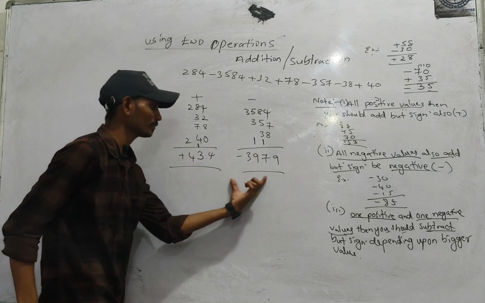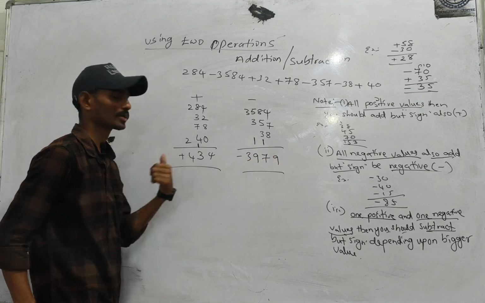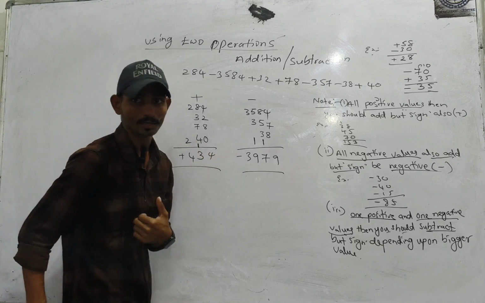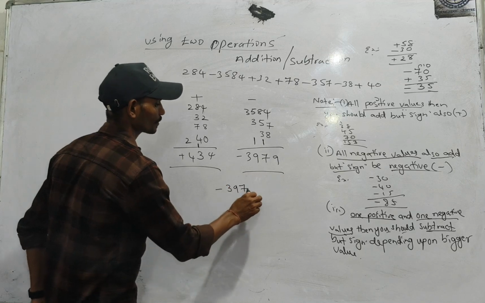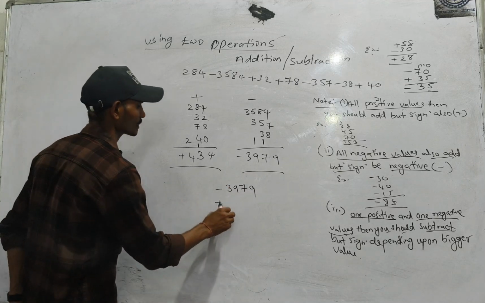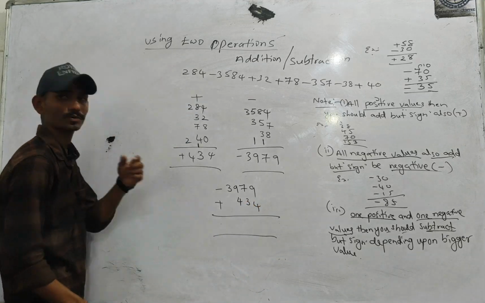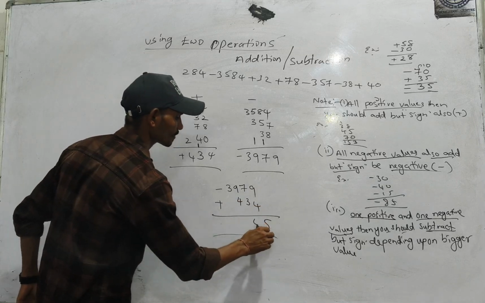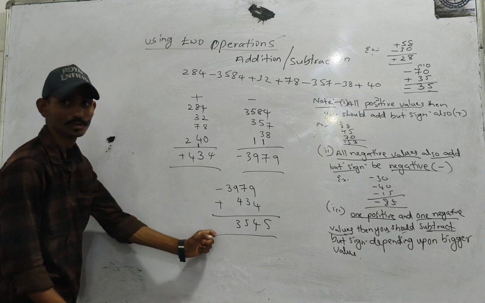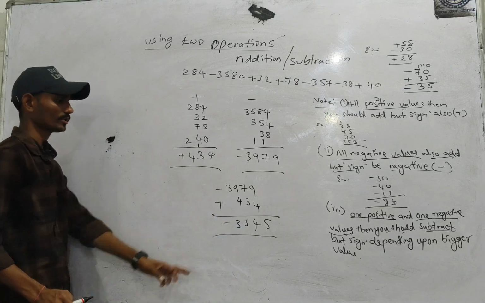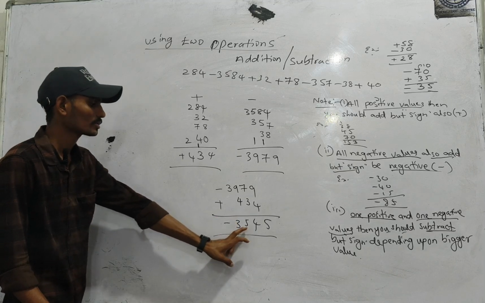Okay now, you observe between these two numbers which number is appearing bigger. Don't focus on the sign, negative or positive, just focus on the number. This number is appearing big, that's why I am writing this number in the top position. Next, this is the smaller number, with ones plus 4, tens plus 3, hundreds plus 4. Now one positive, one negative, you should subtract, but the sign depends upon which value is bigger, and that sign will be put in front of the answer. Here, when you remove this number, again you get negative 3545.